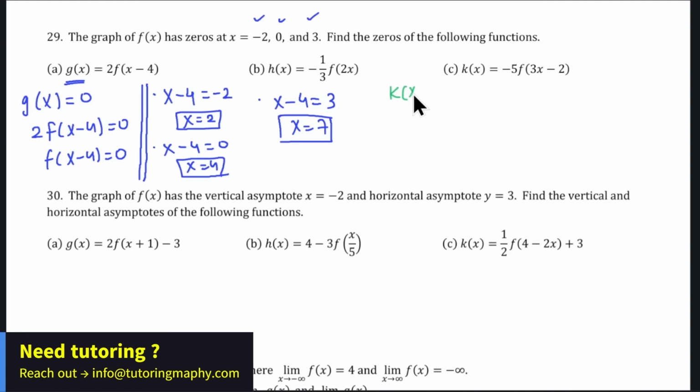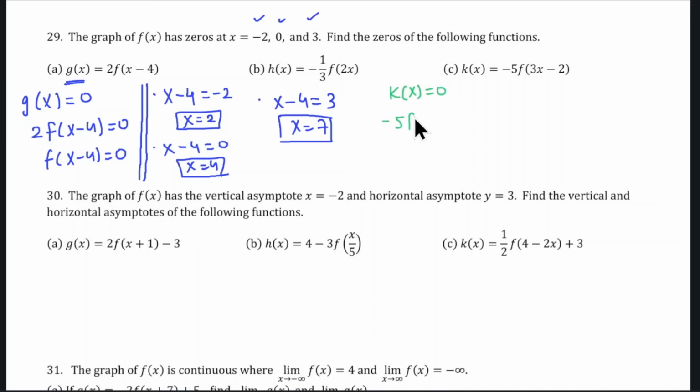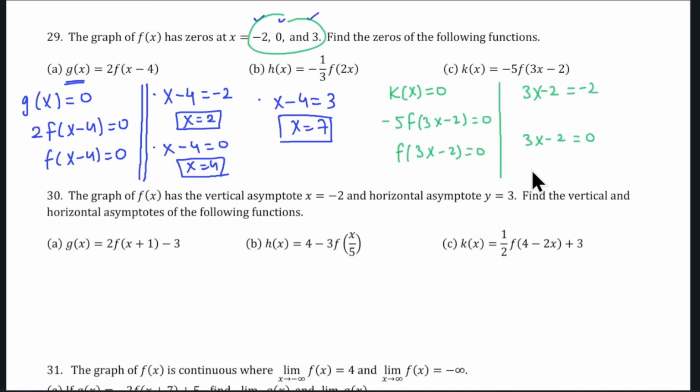Likewise, I am going to set k(x) equal to 0, which means negative 5 times f(3x minus 2) should be 0, which means f(3x minus 2) should be 0, dividing both sides by negative 5. This happens when 3x minus 2 is negative 2, 3x minus 2 is 0, because after all these are the zeros, and 3x minus 2 is 3. From the first, the negative 2s cancel, so the value of x is 0. That's the first zero. From the second, x is 2/3. That's the second one. And from the third, x is 5/3. That's the third one. So these are the zeros of these new functions.